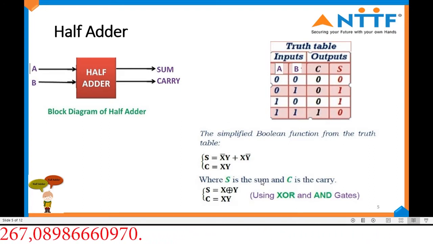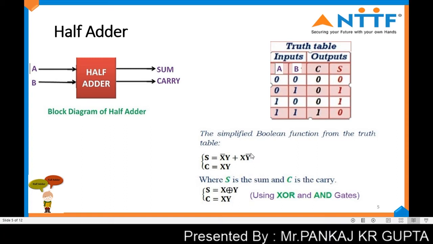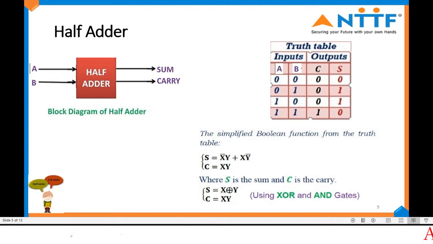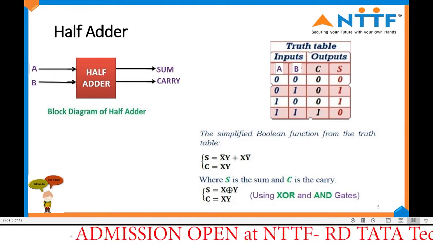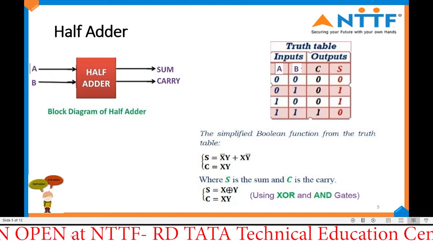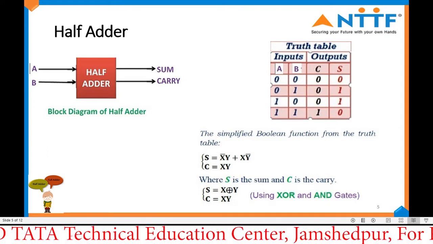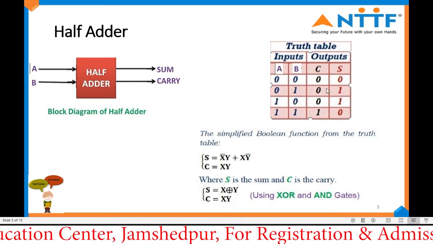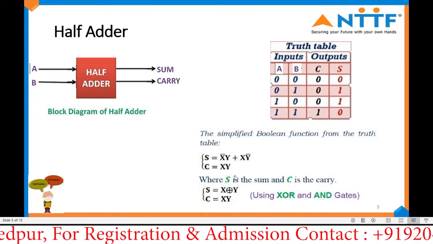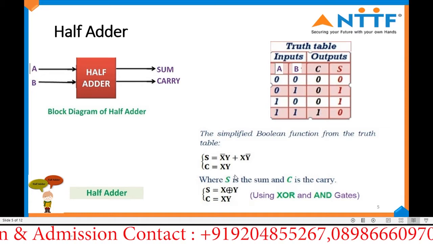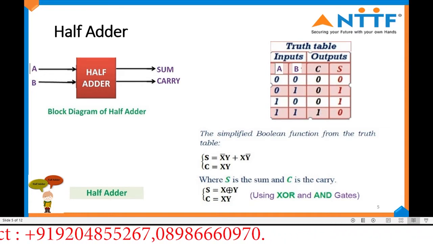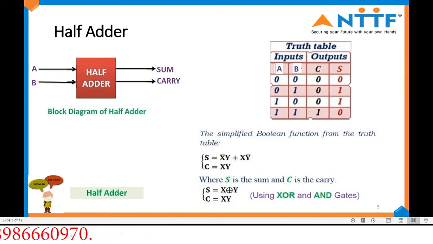When we conclude this truth table, we will get 2 Boolean functions. I think you all remember the Boolean functions which I already covered. The expression of sum will be x bar y plus x y bar, that is x XOR y. For carry, x and y. Here if you observe, for sum we are using an XOR gate and for carry we are using an AND gate.